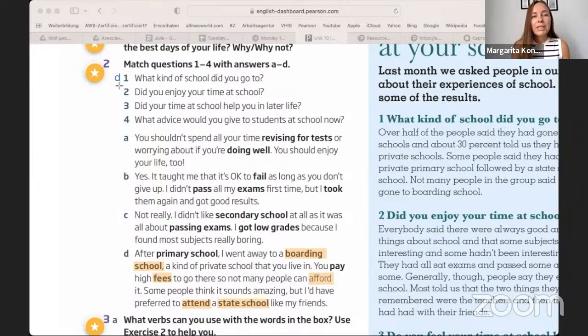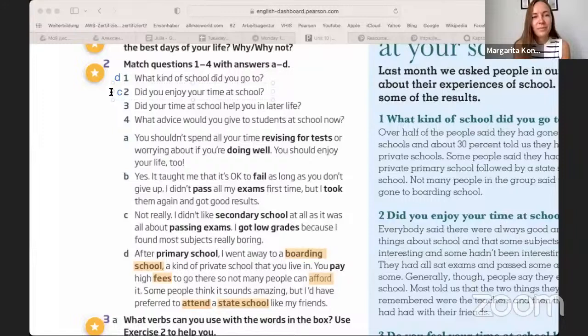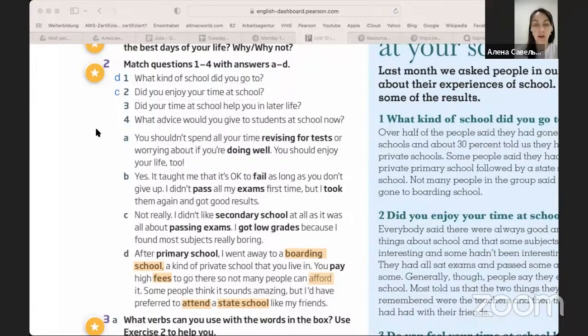That's fine. Good. Let's look at the second question. Did you enjoy your time at school? What's the answer? Maybe C, not really. I didn't like secondary school at all, as it was all about passing exams. I got low grades because I found most subjects really boring. Yes, that's right. So secondary school, we already know. First comes primary school, then comes secondary. And all this was about passing exams, right?